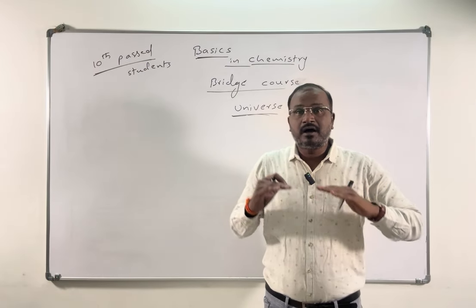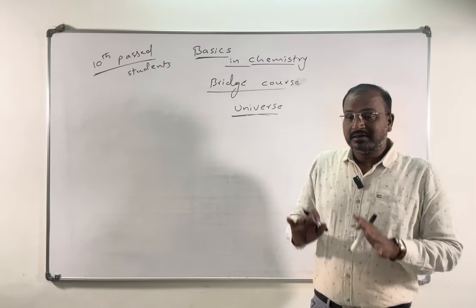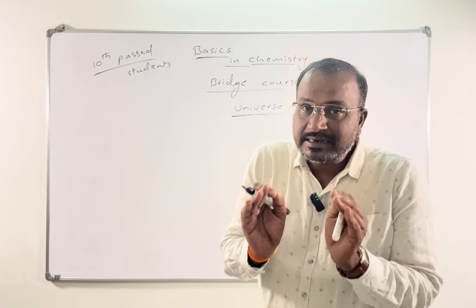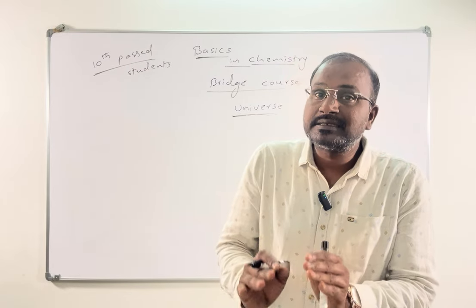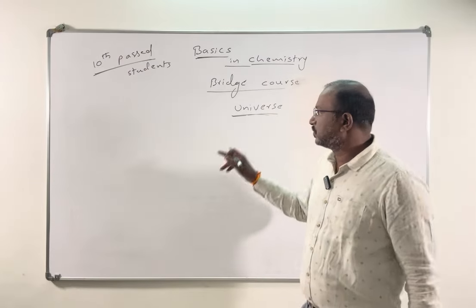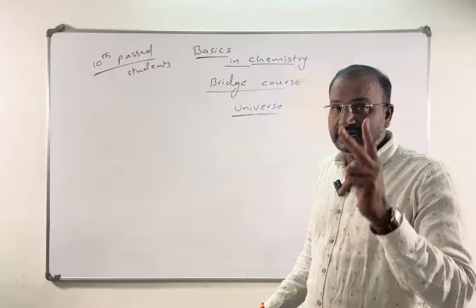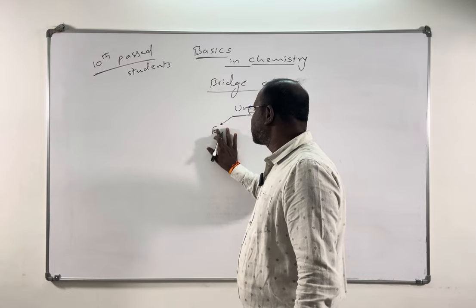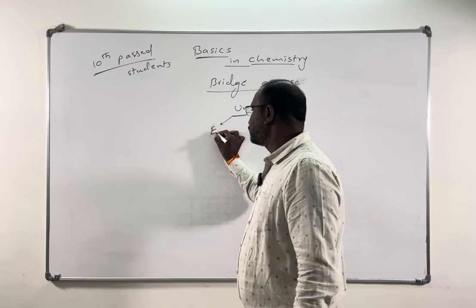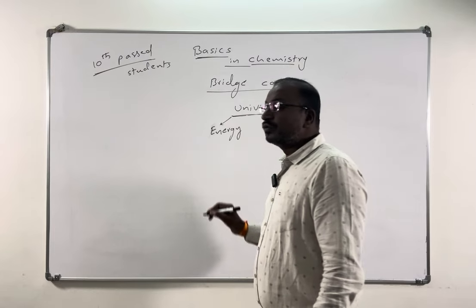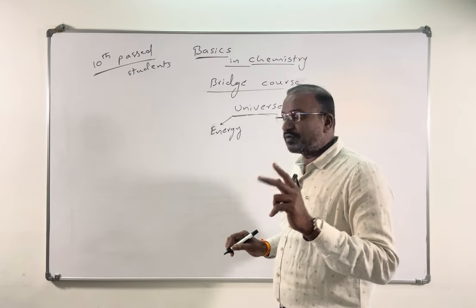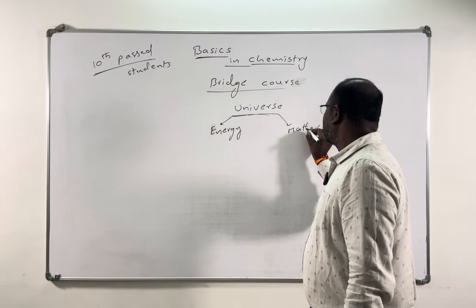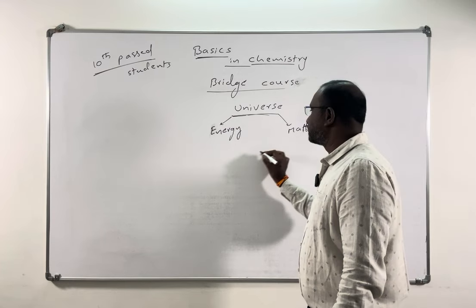So we are on Earth. Earth is there in the solar system. The solar system is there in the Milky Way galaxy. The Milky Way galaxy is there in the universe. If you see the universe, it is made by two things. According to science knowledge, the universe is composed of two things. One is energy, another one is matter.